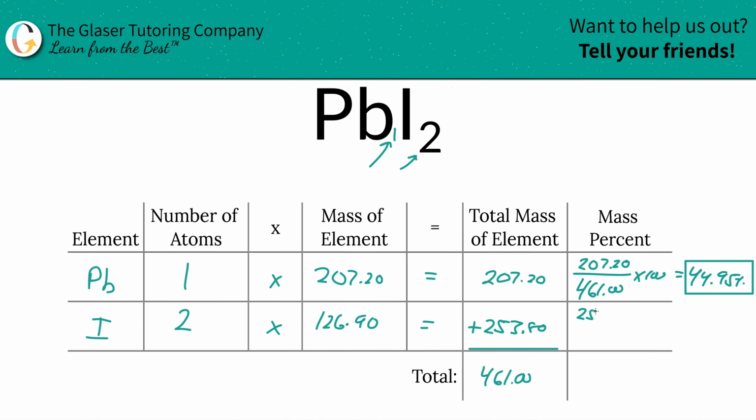Iodine is going to be 253.80, all divided by the 461.00. Multiply that by 100, and you're going to find a percentage of roughly 55.05. All right. And then if you add those together, it should equal 100%. That's a good little way to check yourself.